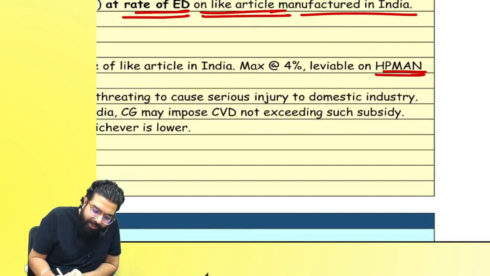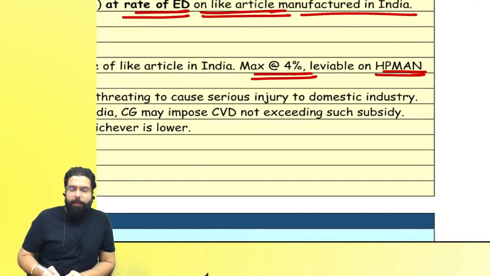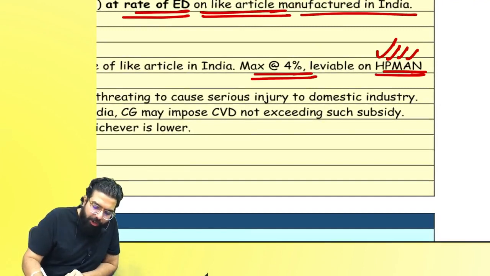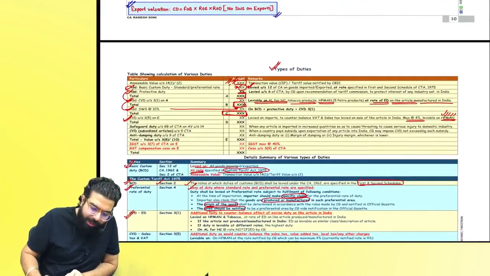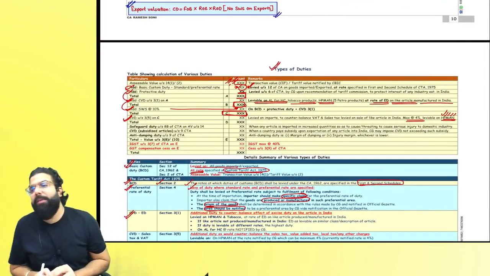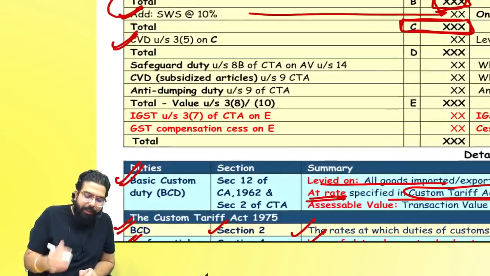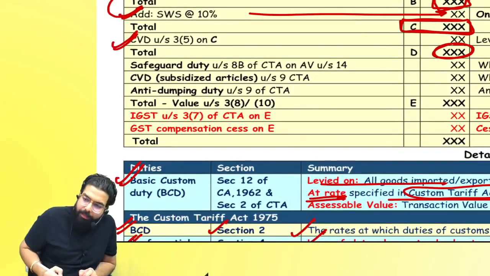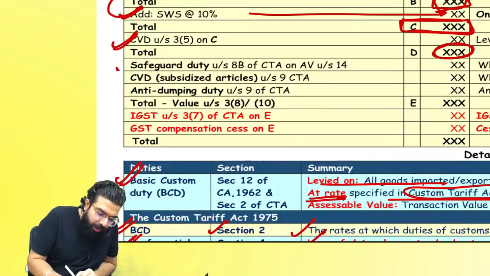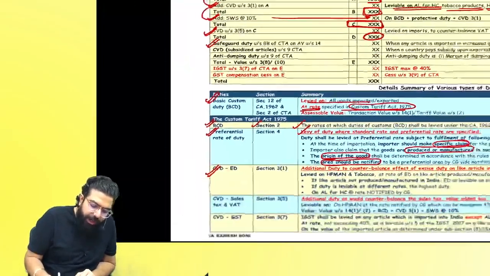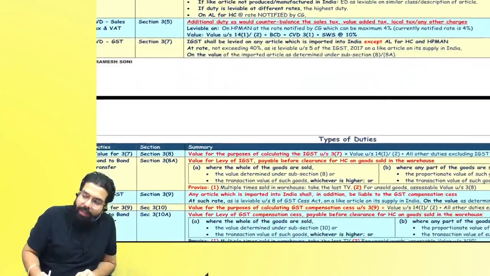HSD, and it is levied at the rate of maximum 4%. High-speed diesel, petroleum crude, motor spirit, aviation turbine fuel, and natural gas pay 4%. CVD 3.5 is basically charged. Now the total will be over here. Now on this total, you levy safeguard duty under section number 8B of the Customs Tariff Act.